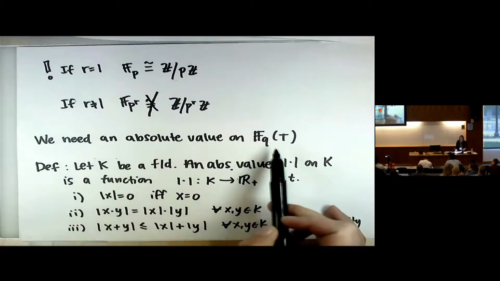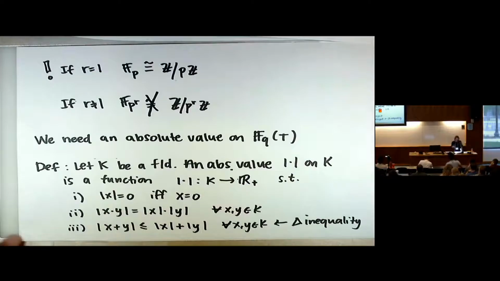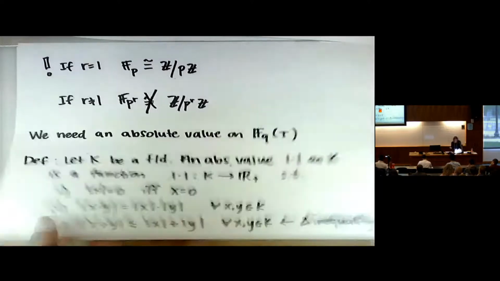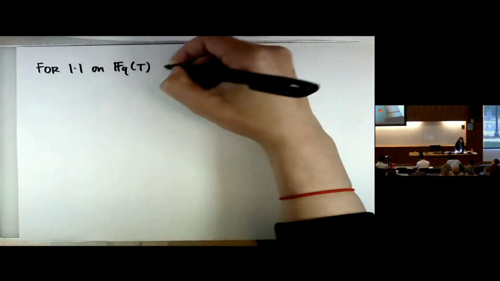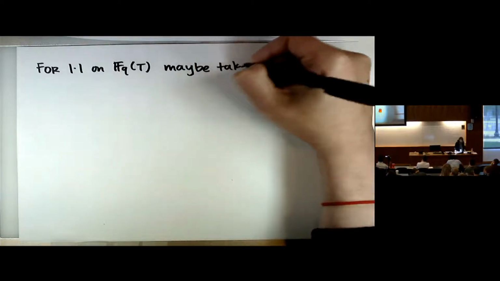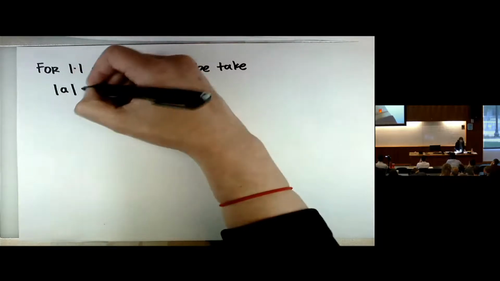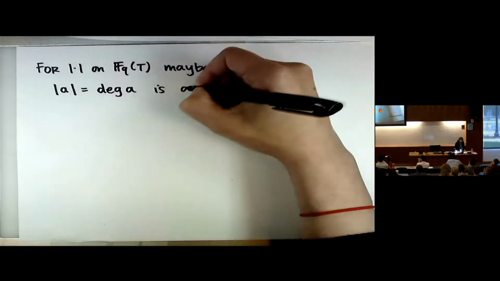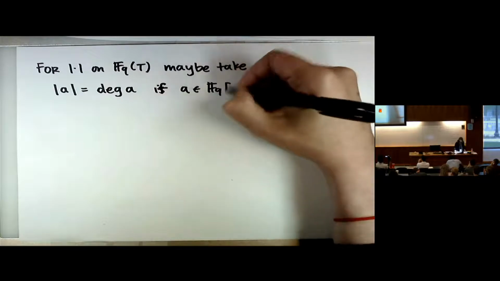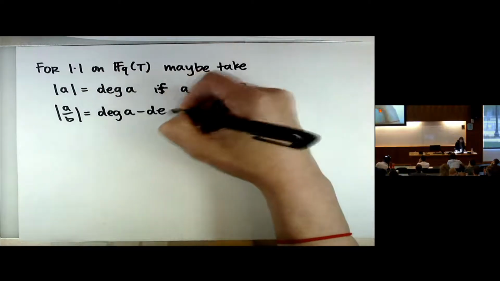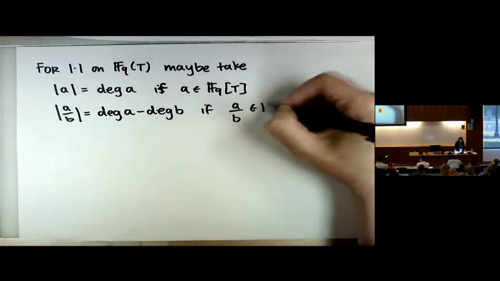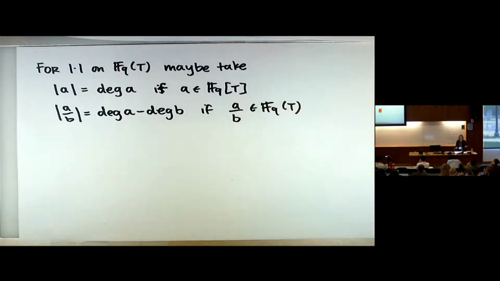Okay, so we need one of these for this field. And like I said, one idea might be to do the degree. So for an absolute value on F_q(T), maybe take the absolute value of A to be the degree of A if A is a polynomial, and the absolute value of A over B to be the degree of A minus the degree of B if A over B is in my field. Right? That seems like a reasonable notion of size. If we're reasonable people, T cubed should be bigger than T, right? And T cubed should have size 3 or something like that.